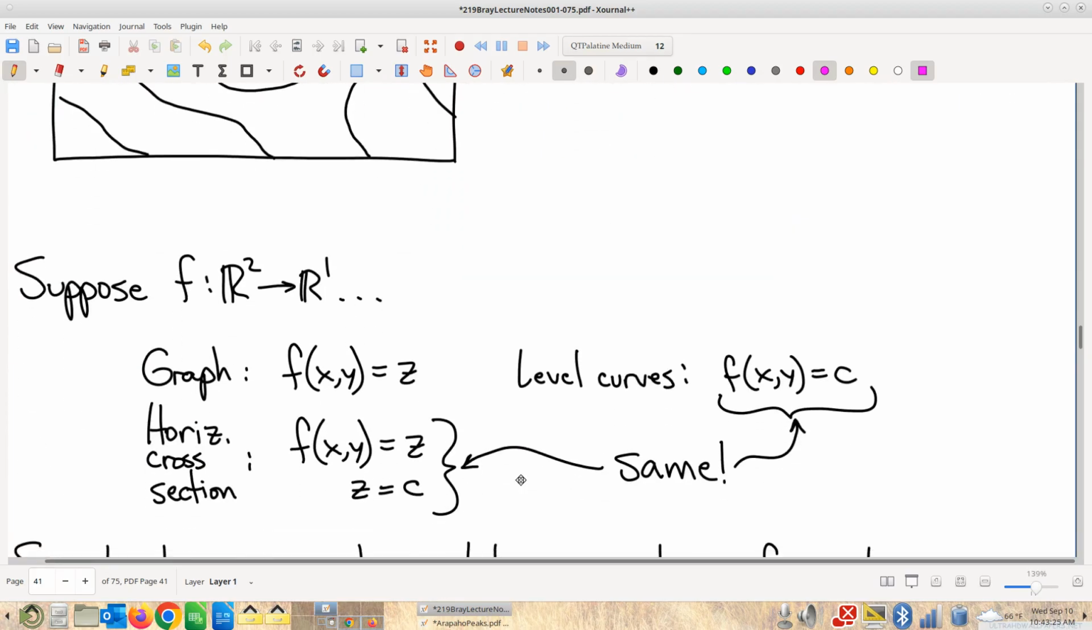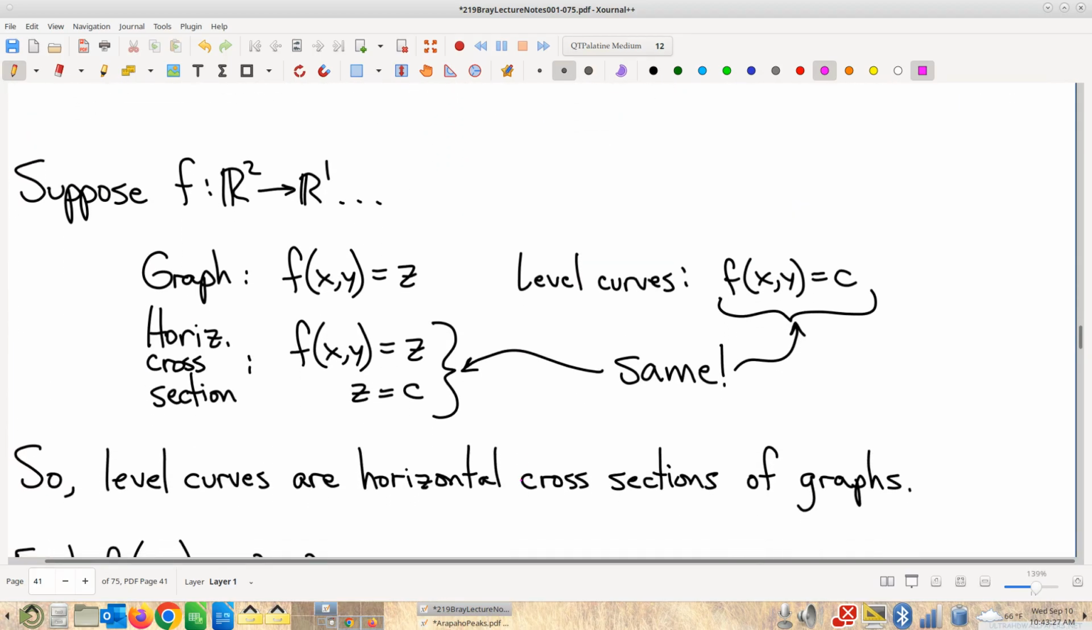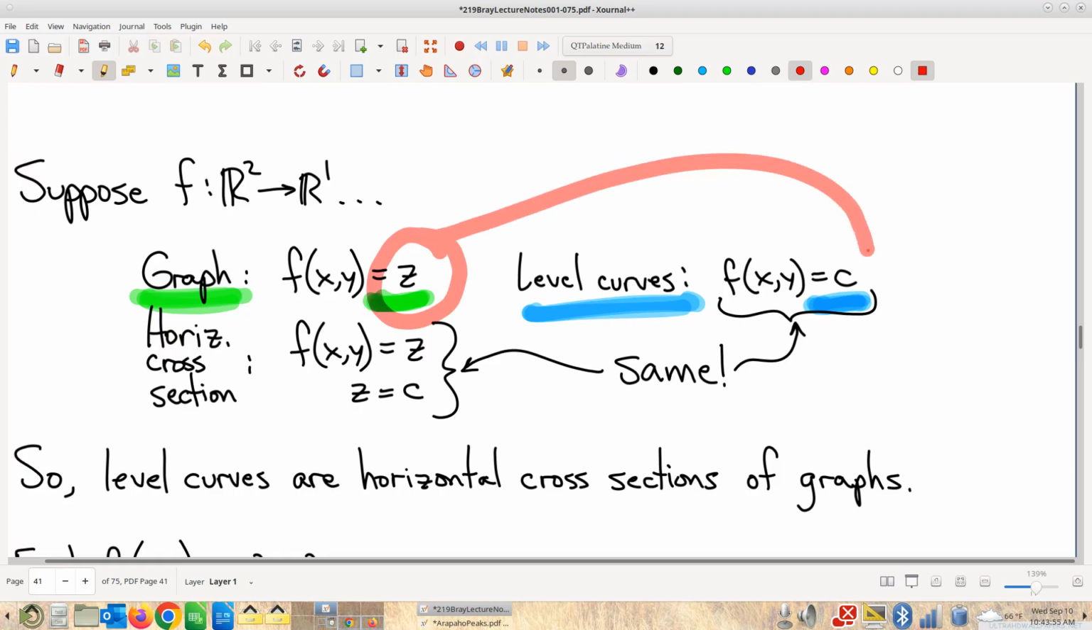Okay, so here's an interesting observation. No big deal. You may have noticed the way we make a graph. Oh, whoops, I wanted to be in the highlighter mode. The way we make a graph is by setting the value of the function equal to a new variable. The way we make a level set is by setting the value of the function equal to a constant. The difference is a variable versus a constant.